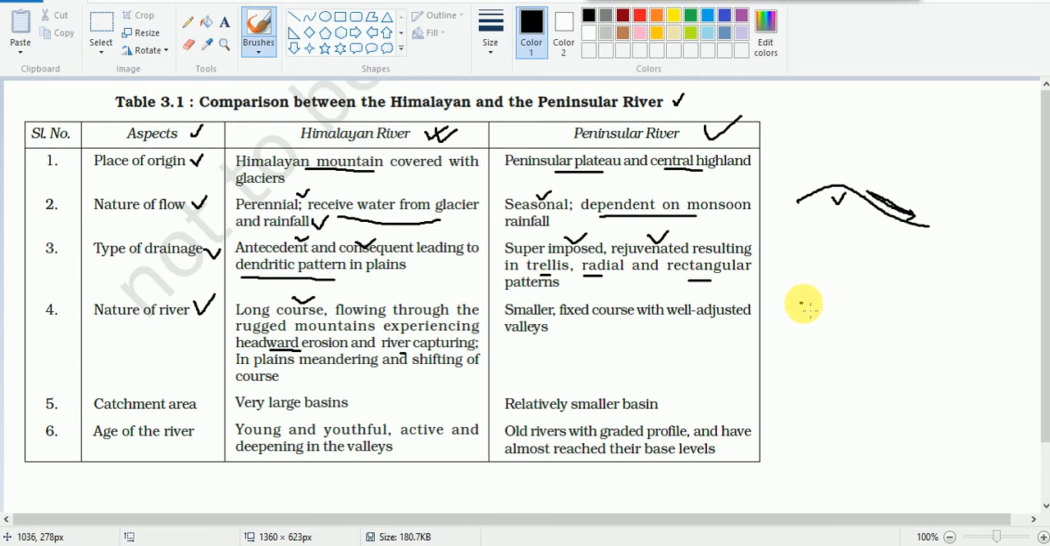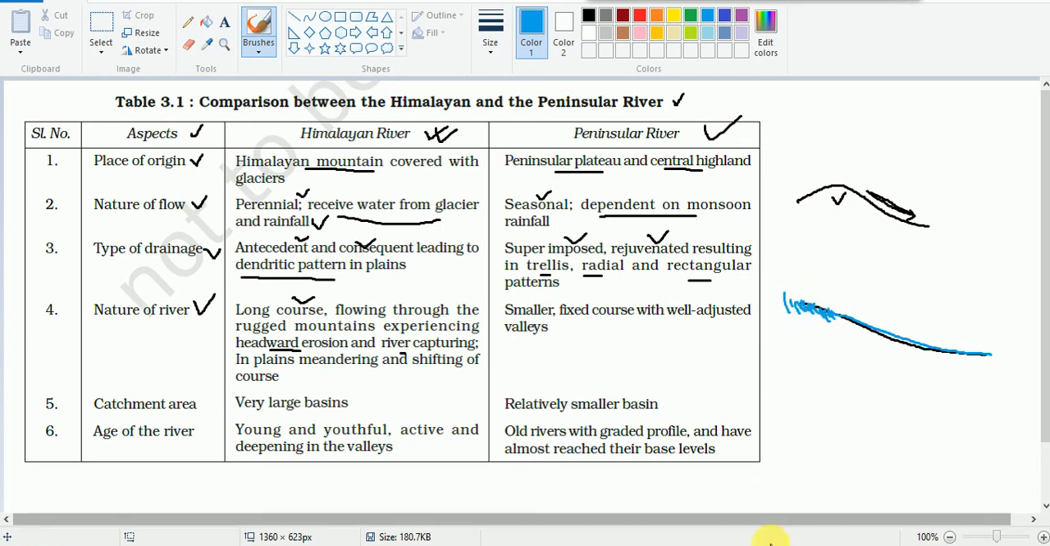Say, for example, this is the slope of the land, and let us say a river is flowing down the slope. In due course of time, this river will start cutting backward in this way. In this way the length of the river increases. The river starts the work of erosion backward, thus lengthening the river. So this process is known as headward erosion.